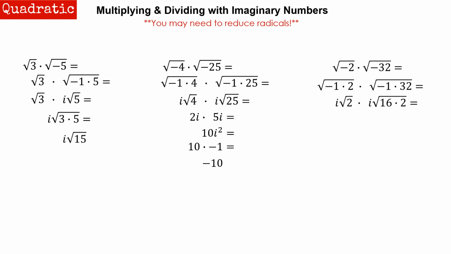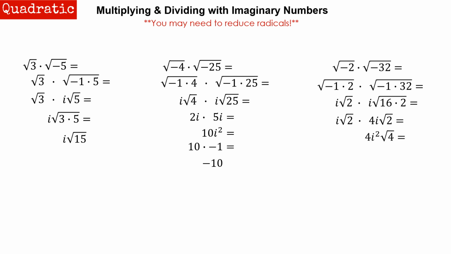But for the second one, the square root of negative 1 is i. But 32 actually has a perfect square, which is 16. That's why I wrote i times the square root of 16 times 2. The square root of 16 is 4. So now I have i times the square root of 2, that didn't change, times 4i the square root of 2. We're going to multiply these together.